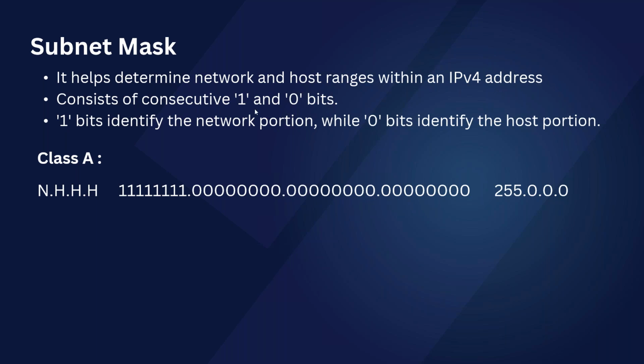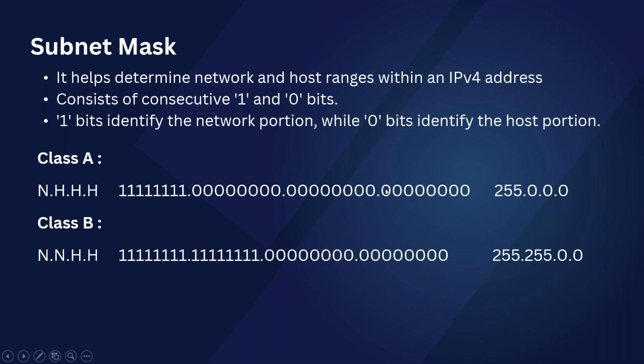It consists of consecutive ones and zeros, where 1 is assigned to the network portion and 0 is assigned to the host portion. So when you have class A with 1 network portion and 3 host portions, it has all ones in the first octet and all zeros in the other 3 octets. So the subnet mask for class A is 255.0.0.0. When you talk about class B, it has 2 network portions and 2 host portions, so all ones in the first 2 portions, all zeros in the last 2 portions. Therefore you have the subnet mask 255.255.0.0.